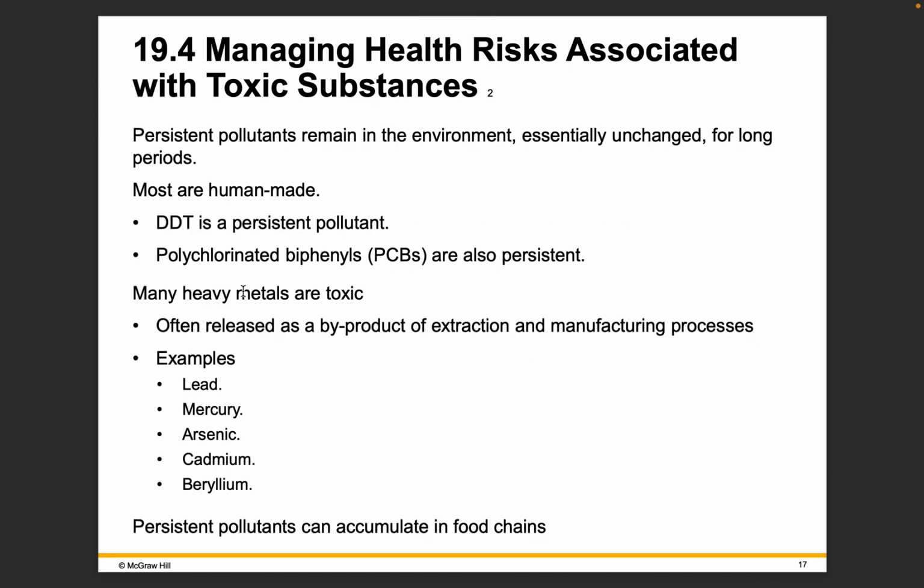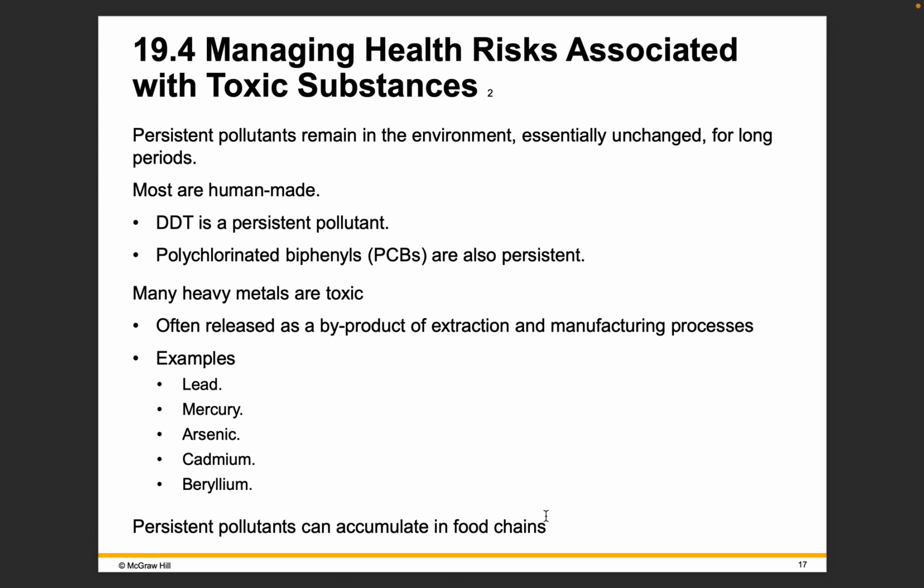Persistent pollutants remain in the environment, essentially unchanged for long periods. Most of these persistent pollutants are human-made compounds, things like DDT or PCBs. Heavy metals are also toxic, and they're often released as a byproduct of extraction and manufacturing processes. Some examples of heavy metals are lead, mercury, arsenic, cadmium, and beryllium. Persistent pollutants can accumulate in food chains.